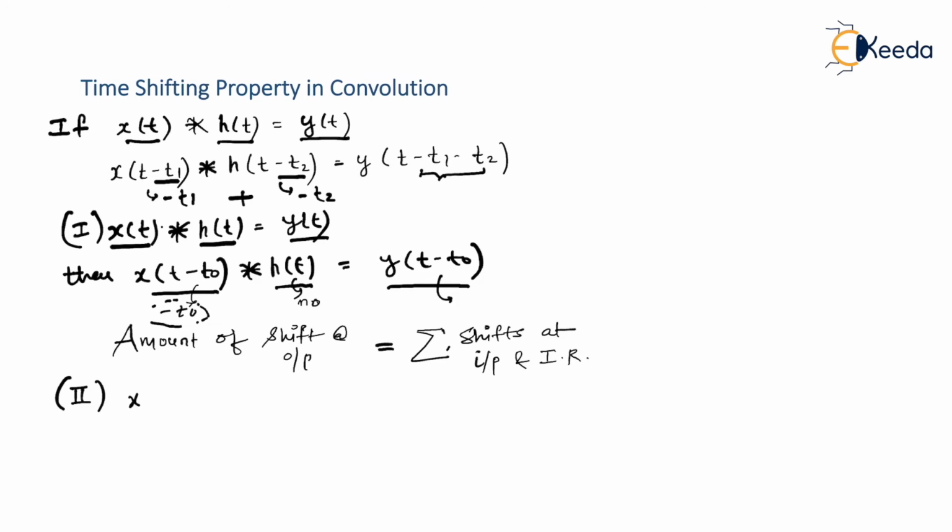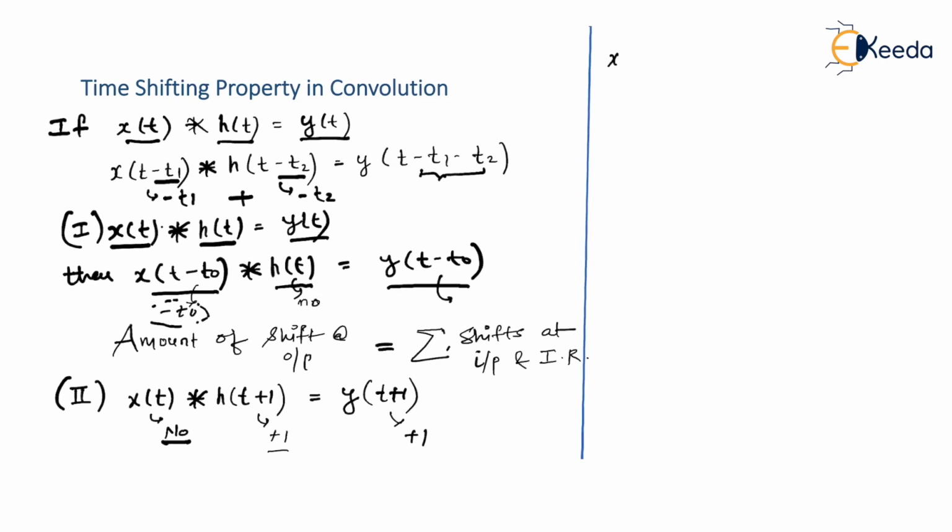For example, we have x of t convolved with h of t plus 1, then the output is x of t plus 1. Is that right? As you can see, there is no shift at the input. There is a shift of plus 1 at the impulse response. Then in the output, I was supposed to say y in place of x. So at input there is no shift, at impulse response there is a shift of plus 1, and the total shift of plus 1 occurs at the output.